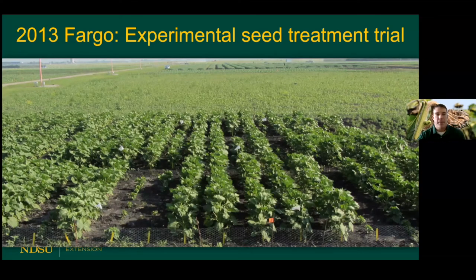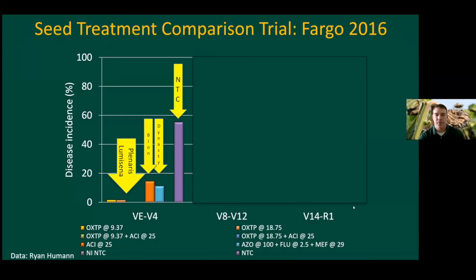Ryan Human, now Dr. Ryan Human, was a graduate student of mine who worked with this chemical oxathiapiprolin, which ended up becoming Planaris Lumisena. It was fantastic. It was a fantastic chemical. Here you can see the non-treated in this blank spot, and all these are different rates of oxathiapiprolin, or in some cases, I think there's a competitor in here as well, or basically a positive control.